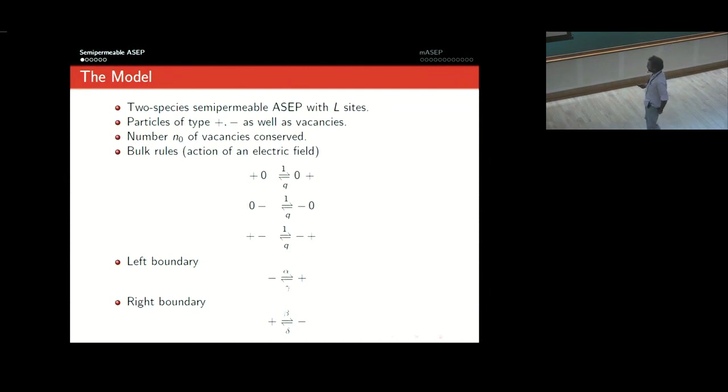On the left boundary, something funny happens. Only the minuses can be replaced by pluses, and pluses by minuses, with rates alpha and gamma respectively. And similarly on the right boundary, the pluses and minuses can interchange with each other. So you think of the pluses as coming from the left, moving to the right, and exiting from the right. And you think of the minuses as coming from the right, moving across the system and exiting. Mostly. You think of gamma as being less than alpha and delta.